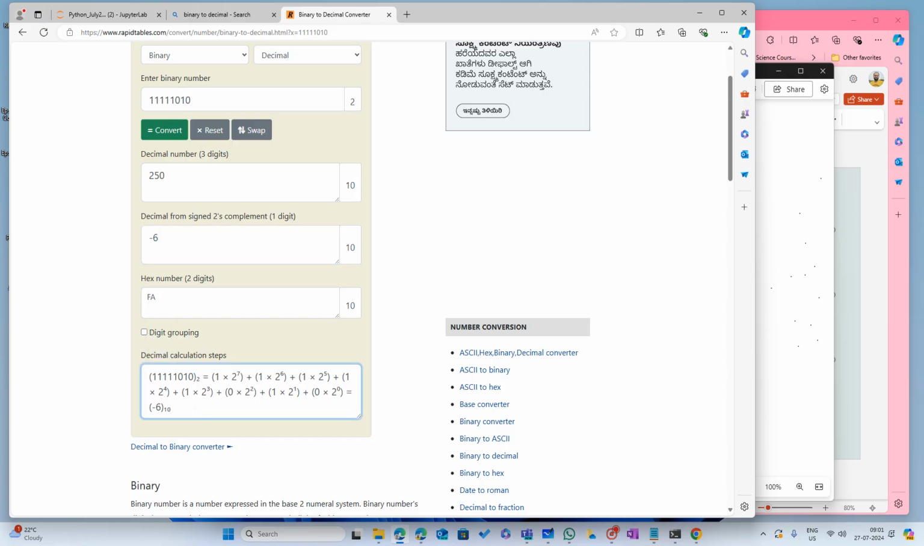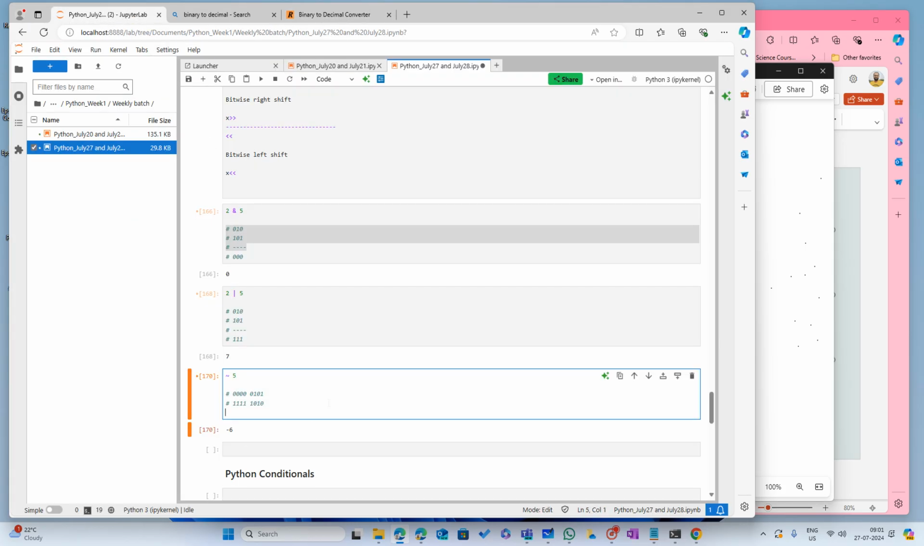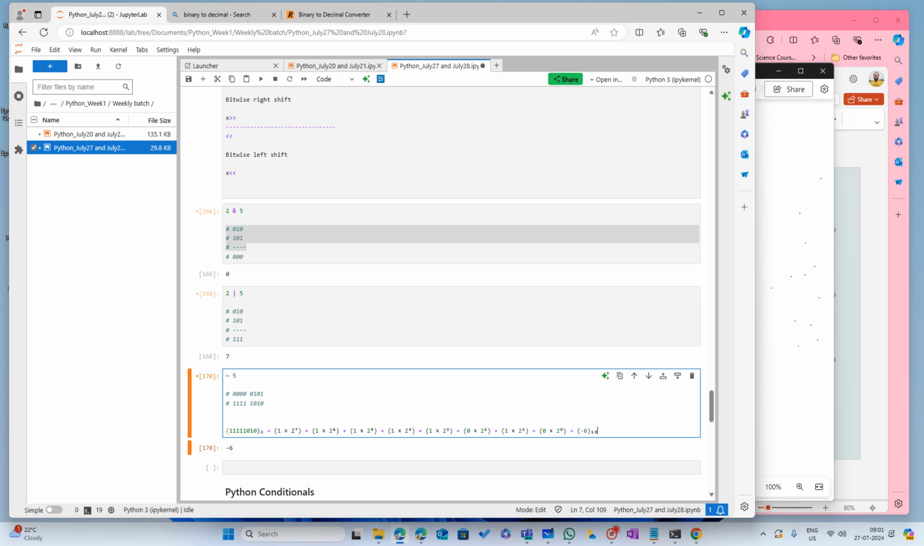I'll copy paste this in the code here. The way you have gotten it is mentioned here. You can just do the math. So 1 into 2 to the power 7, 1 into 2 to the power 6. That way you do the entire math.